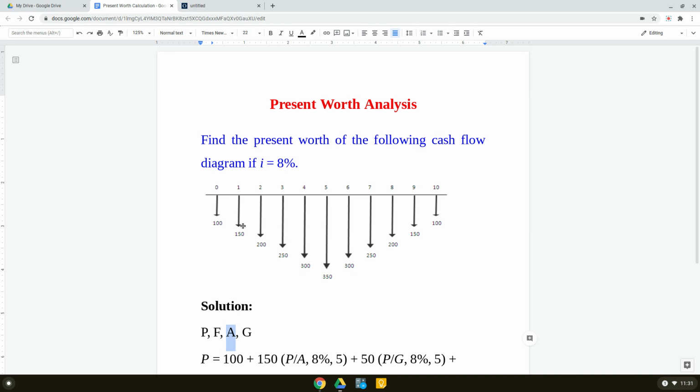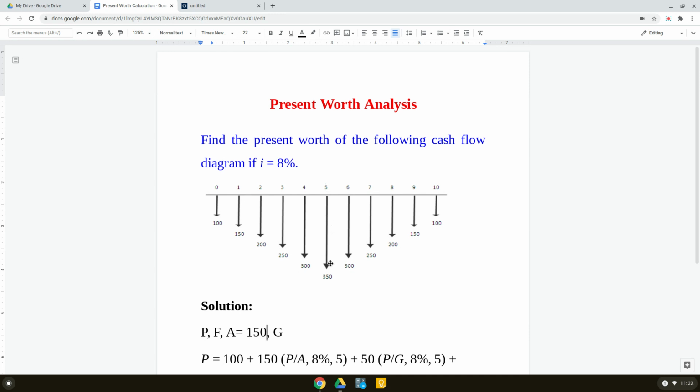150, minimum $150 cash flow. Negative cash flow is happening in each time period, right? 150, 200, which is greater than 150, 250. So if there is any A, that would be 150, and we are only talking up to time period 5 here.